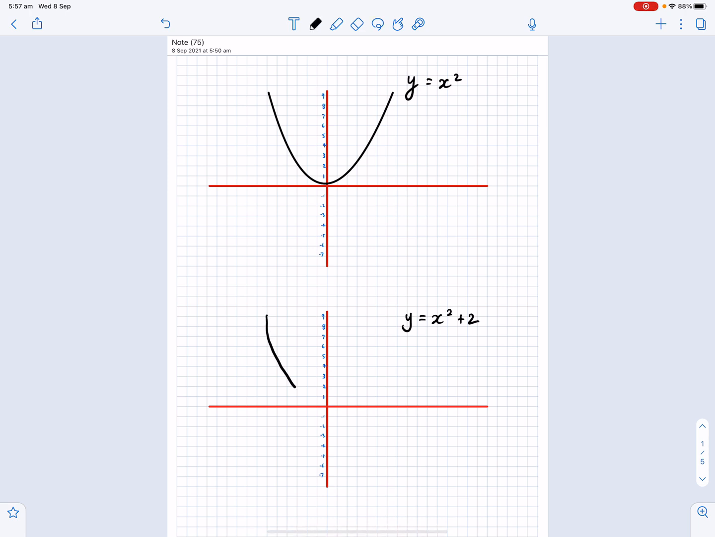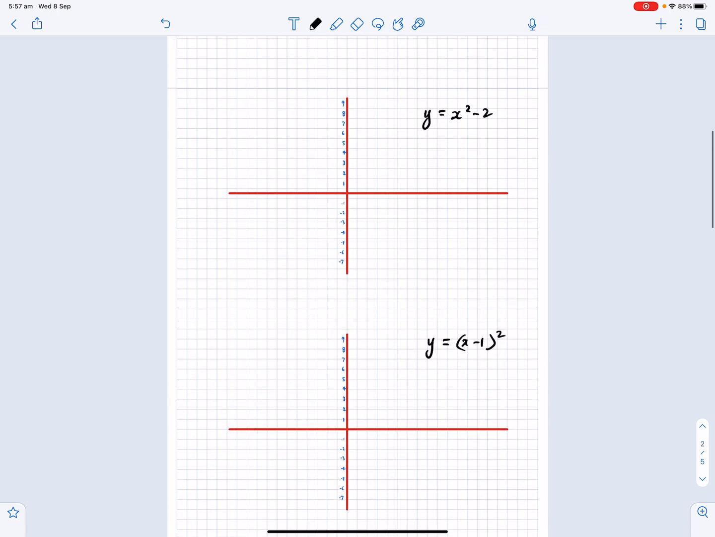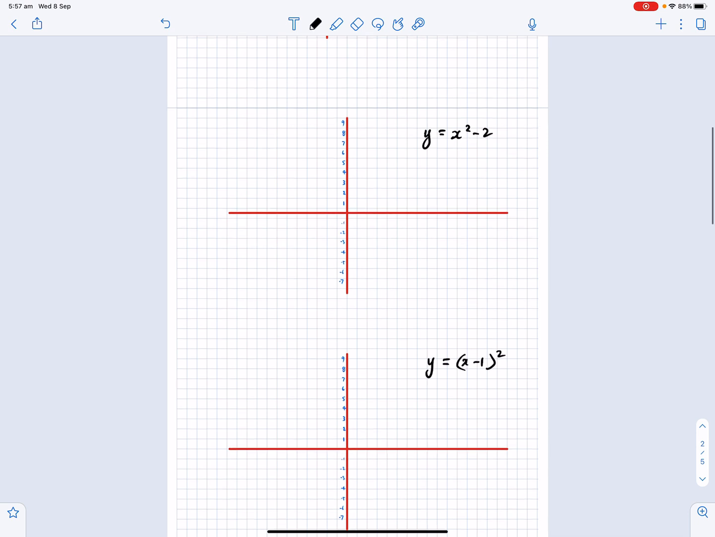So y is equal to x squared would normally look like this. Plus 2 means we take the parabola and we move it up 2 units. That's exactly what that means. So very, very straightforward. The next one, y is equal to x squared minus 2, means we take the normal x squared parabola, like this, and we move it down 2 units.